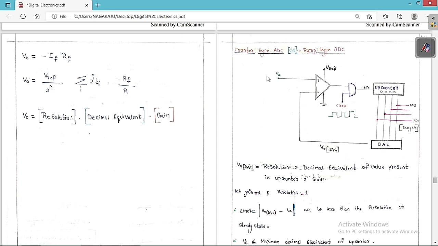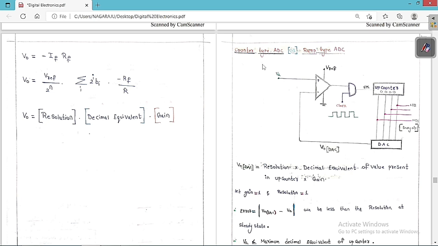I have already told you an easy way to remember the sequence, which is "Captain Searching First the Code". C means counter type, S means SAR type, F means flash type, and D means dual slope. So all these ADCs we are now going to study. We have successfully completed the digital to analog converter, but now we are going to study the ADCs.